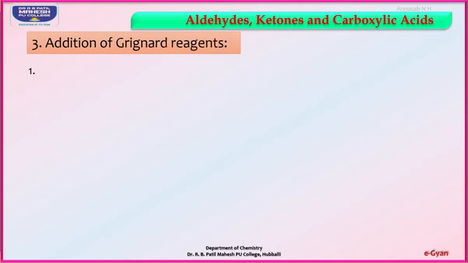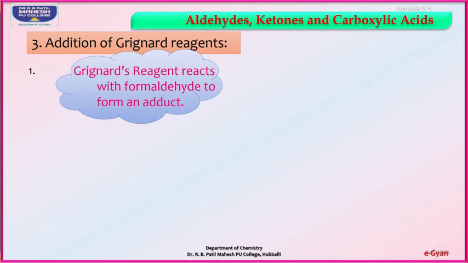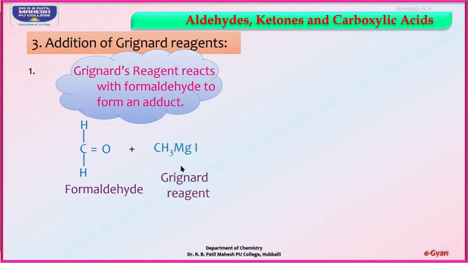This Grignard reagent, RMgX, reacts with formaldehyde to form an adduct. Adduct means it is an addition compound. So we take an example, formaldehyde that reacts with Grignard reagent. In this case it is CH3MgI, methyl magnesium iodide, in presence of dry ether.